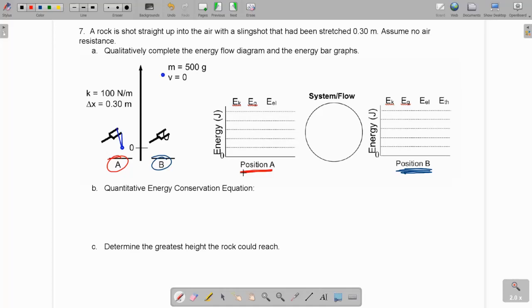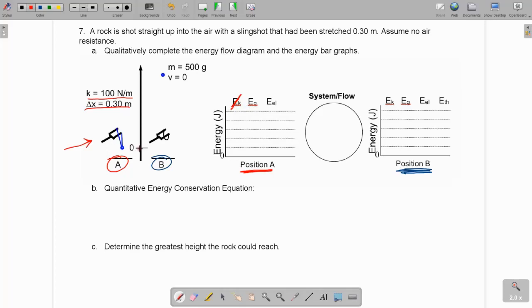So basically, what we've got here is the slingshot right here, and it's being pulled back, and you can see that the stretch of the slingshot is 0.3 meters. Okay, so then the spring constant here is 100 newtons per meter. Okay, so in the first situation, what type of energy do we have? Well, let's look at kinetic energy. Is the object moving? No, the object is not moving, so it can't have kinetic energy. Is the object above the zero reference level?